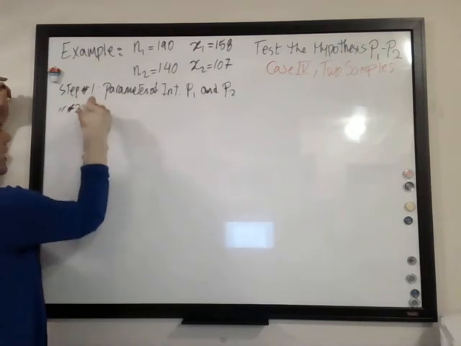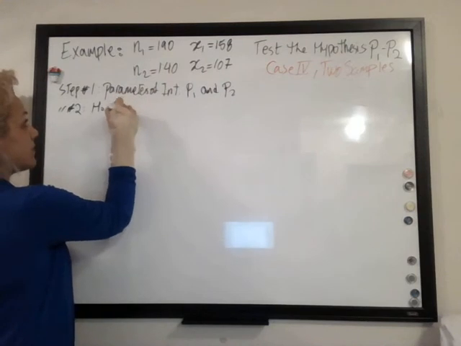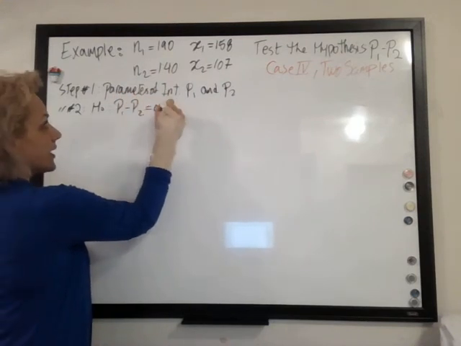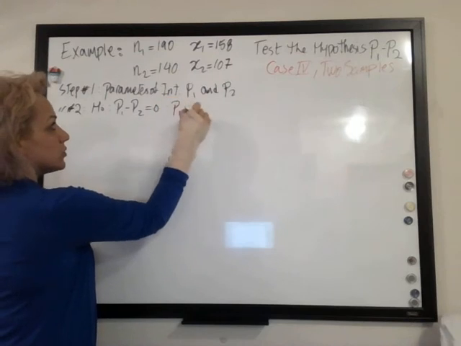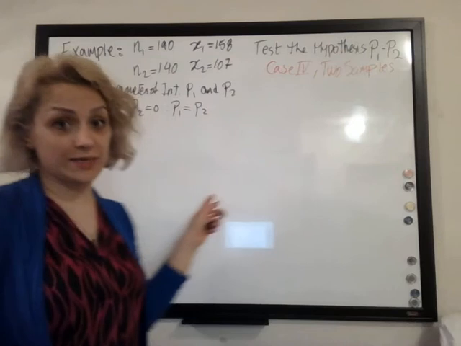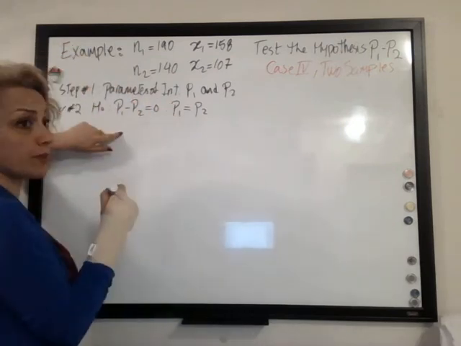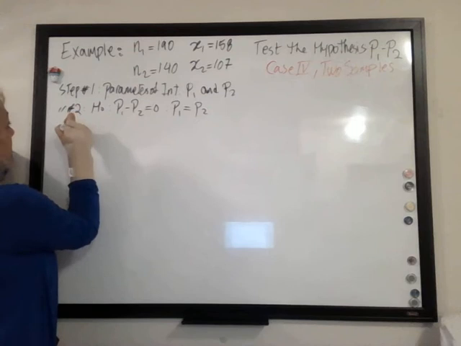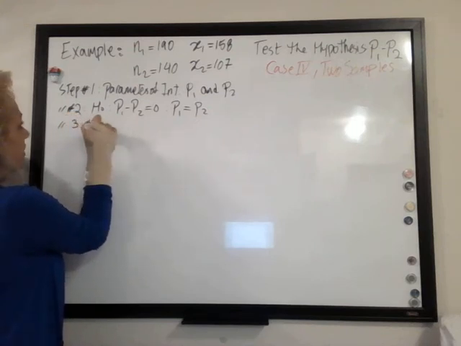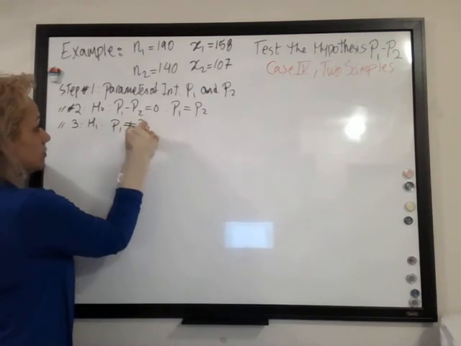Step number 2, I'm going to write down my null hypothesis. The null hypothesis says that P1 minus P2 is equal to 0, or I can say P1 is equal to P2, the proportions of the populations. There is no estimate for this part, no hat, because it's for the population. Step number 3, the alternative hypothesis: P1 is not equal to P2, right?